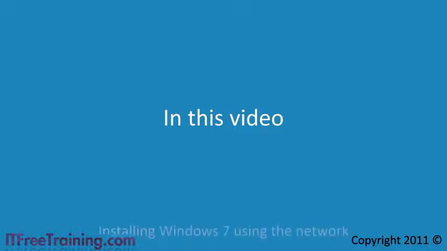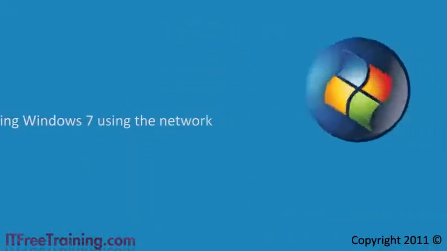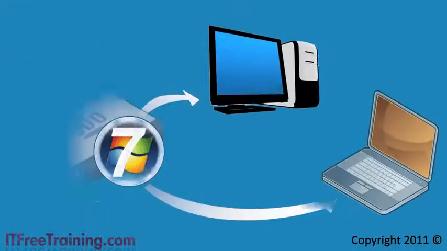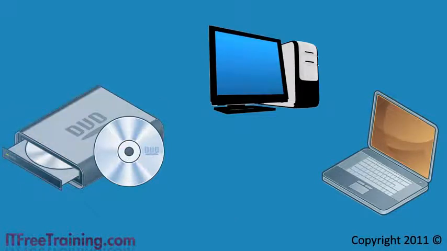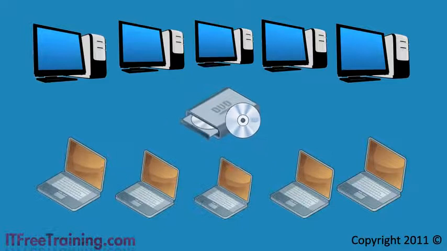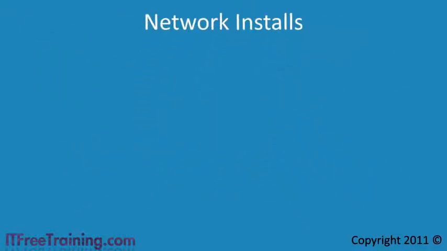In this video, I will be looking at installing Windows 7 using the network. When you are installing Windows 7 to a handful of computers, you're best off using the DVD. If, however, you have a large number of computers, you may want to consider installing from the network. There are many advantages to using a network-based install over the DVD.